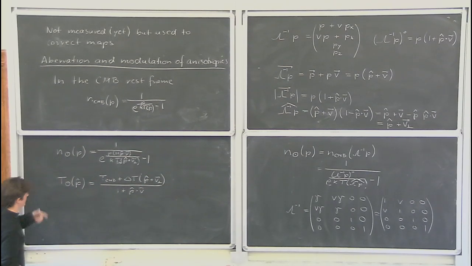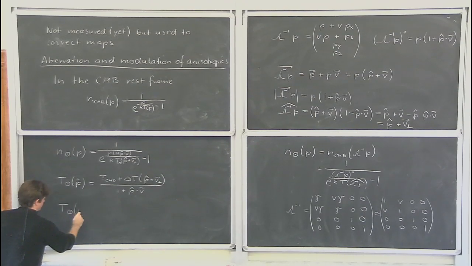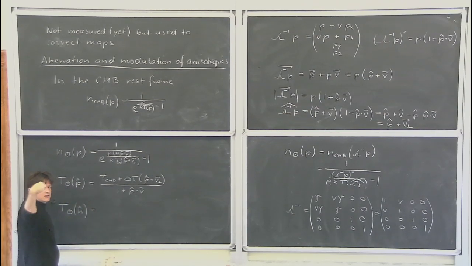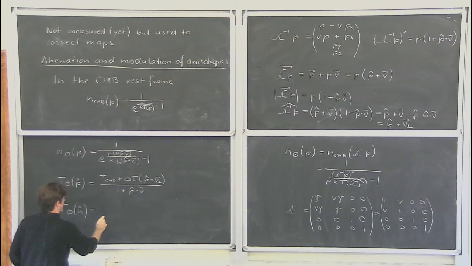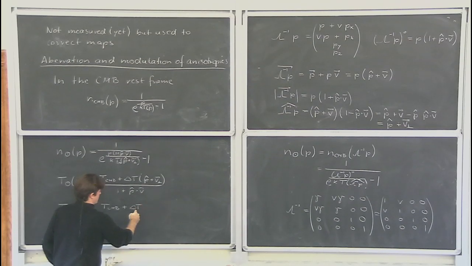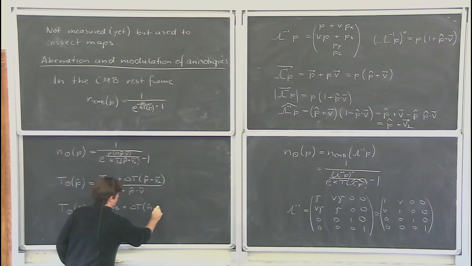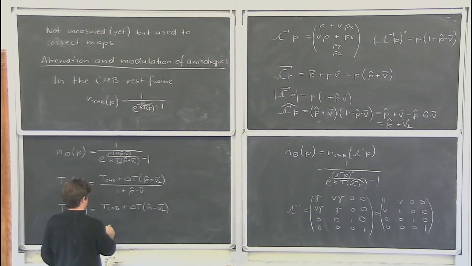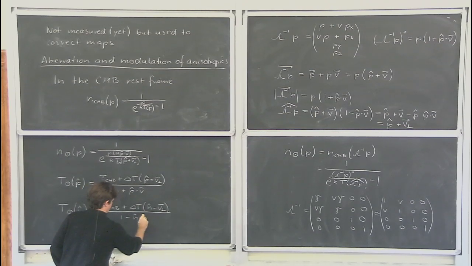And again, as before, we're not interested in an effective temperature as a function of the photon momentum, but of the direction in which we're looking. So the temperature in the direction we're looking, we're just flipping. So p hat, again, if I look in the n hat direction, the momentum is the opposite of that. So I get T CMB plus delta T, again the temperature as measured in the rest frame of the CMB, at n hat minus v transverse, divided by 1 minus n hat dot v.